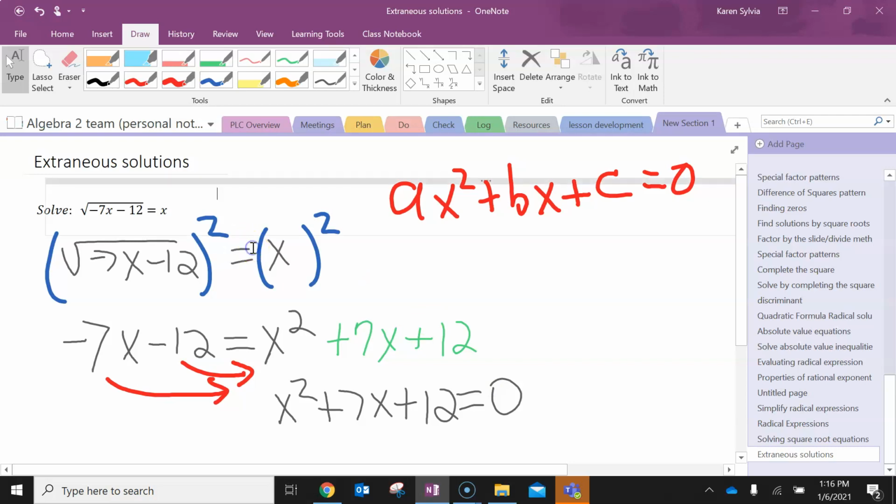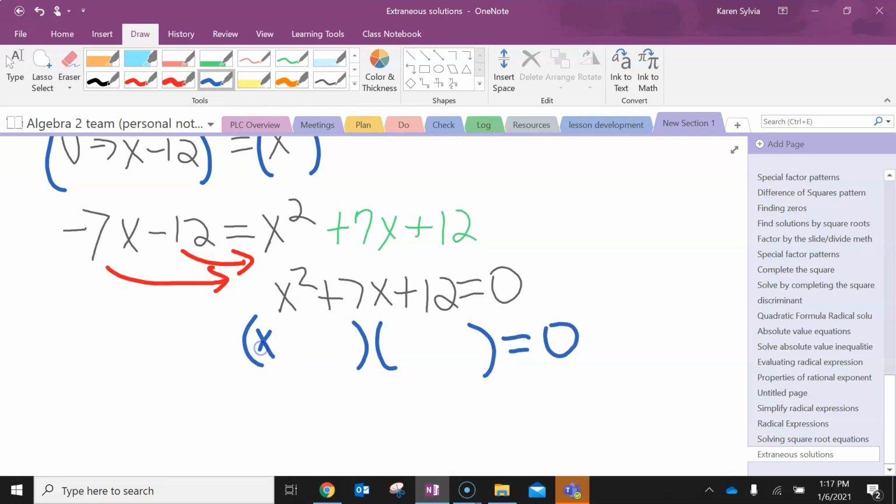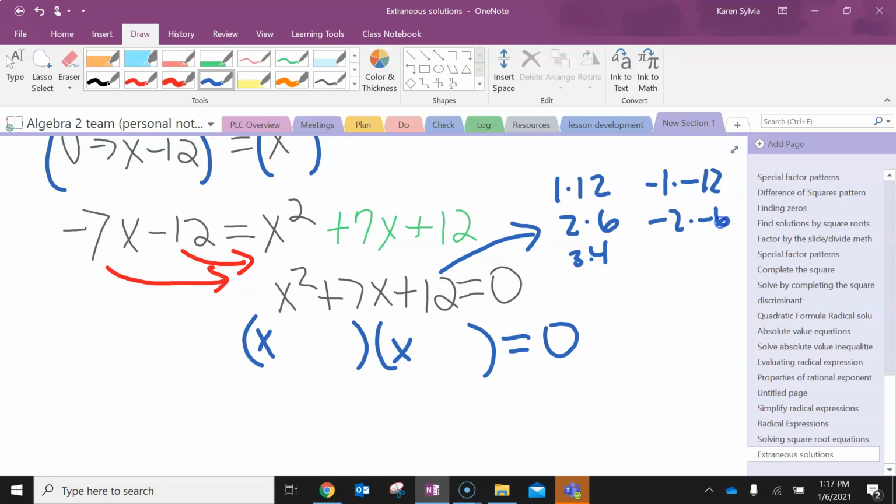Solving that quadratic, the easiest way to solve would be to factor. So when I set up my factors, I know I'm going to have x and x, and now I need to list my possibilities for 12. So I can get 1 times 12, 2 times 6, 3 times 4, or I could possibly have negative 1 times negative 12, negative 2 times negative 6, or negative 3 times negative 4. Those are my possible factor pairs.